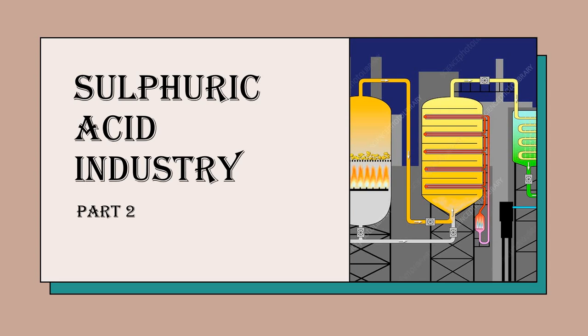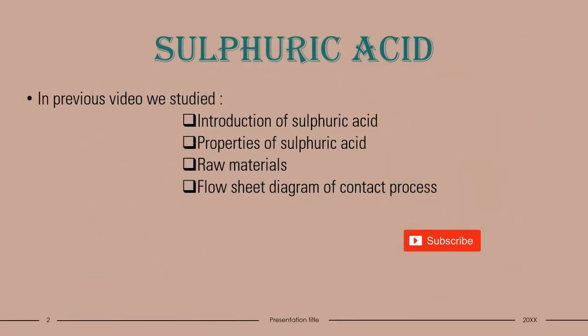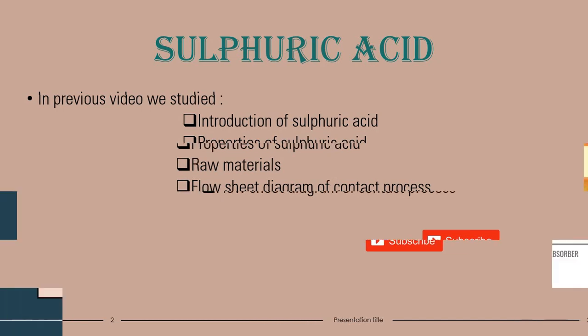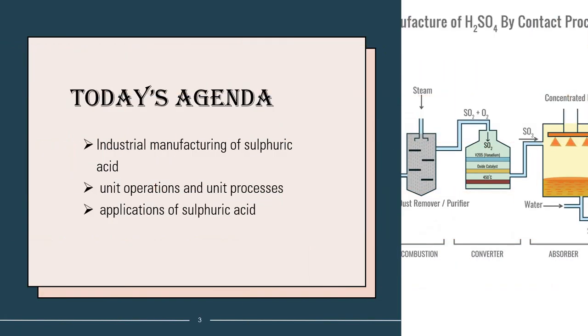In the previous video we discussed the sulfuric acid industry part 1. Today we will discuss its part 2. So let's delve into it. In the previous video we studied the introduction of sulfuric acid, its properties, raw materials involved in the manufacturing of sulfuric acid, and the flow sheet diagram of the contact process. Our today's agenda is the industrial manufacturing of sulfuric acid, its unit operations and unit processes, and applications of sulfuric acid.